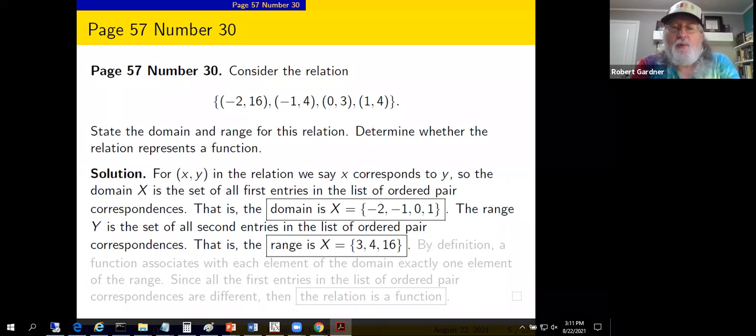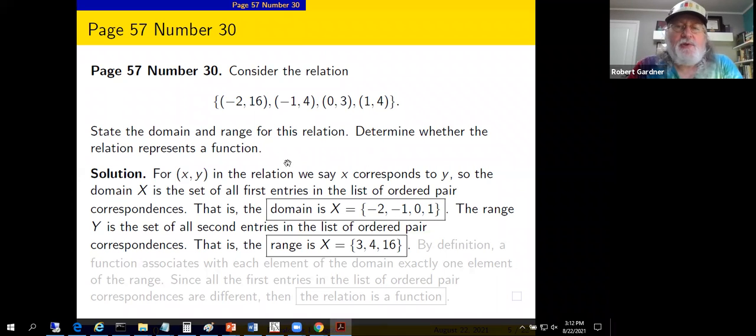A set either contains something or doesn't contain something. It doesn't contain something more than one time. You wouldn't say the set consisting of 3, 4, 4 again, and 16. That's not how sets work. Either elements are in it or they ain't. 4 is in it. It's not in it twice. It doesn't work like that. That's not the way sets behave. So that takes care of domain and range.